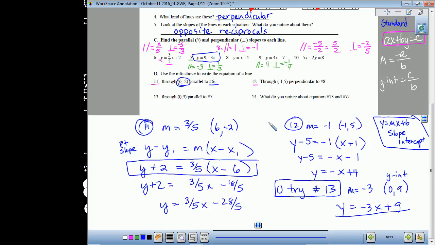So, when the slopes are the same, they're either going to give us parallel lines, or if this is the same line, what do we call that? What's the special word for the same line? Coinciding. Okay? So these are coinciding lines because they're actually the exact same line. So either they're going to be parallel or it's going to be the same line.